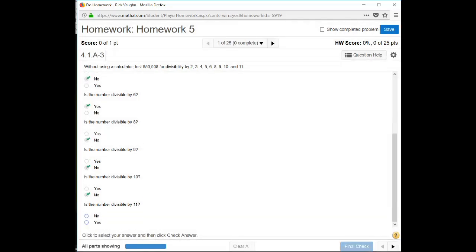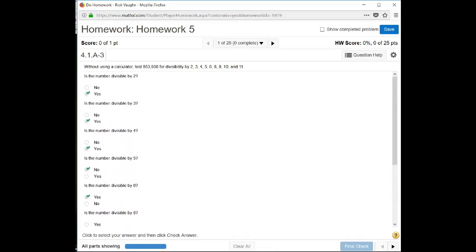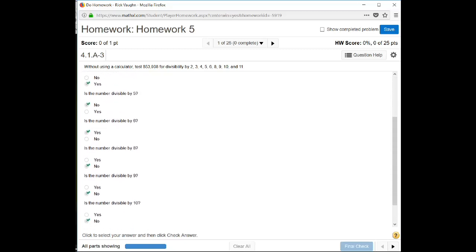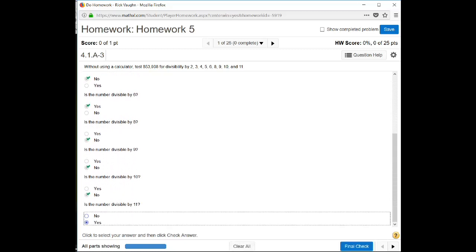And for divisibility by 11, we do the sum of the digits with signs. So you take plus 8 minus 5, that's 3. Plus 3 is 6, minus 9. 6 minus 9 is minus 3. And then plus 0, and then minus 8. So that's minus 11, which is divisible by 11. So the answer here is yes.